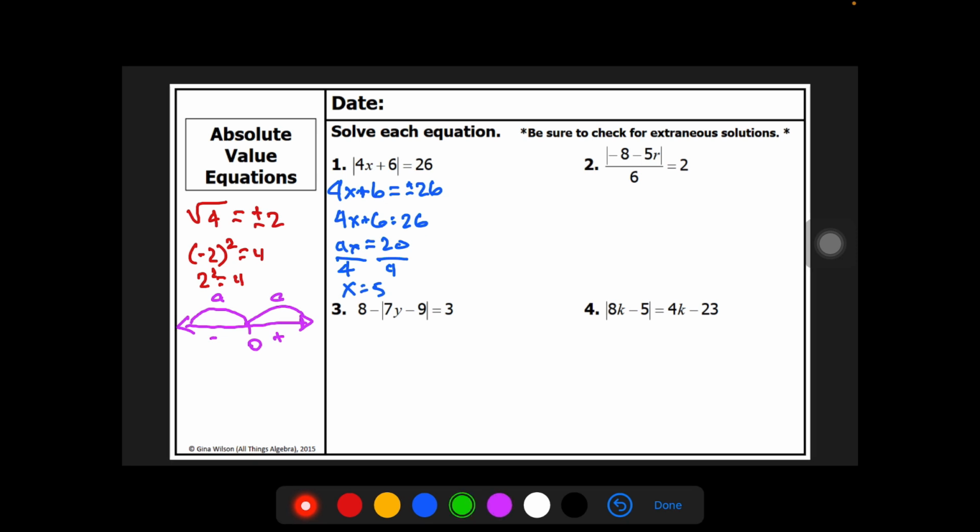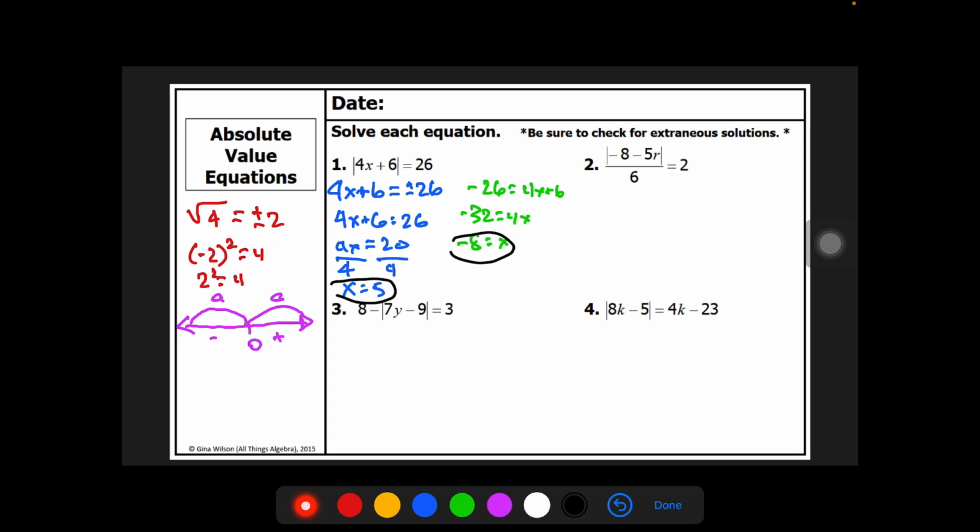Let's now look at negative 26 equals 4x plus 6. Let's subtract 6 again. We get negative 32 equals 4x. Divide by 4, and we get negative 8 equals x. And so we have two distinct solutions here. One is x equals 5. The other is x equals negative 8.